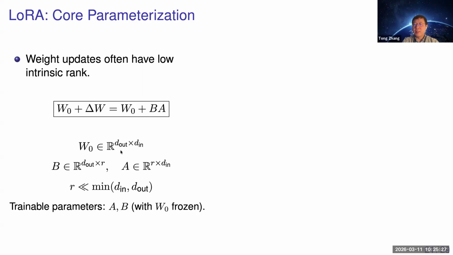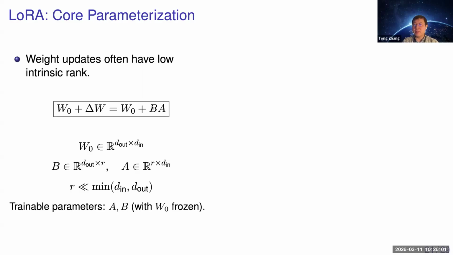Instead of the original trainable matrix being D_out times D_in, now you have D_out times R, and R times D_in. So if R is a much smaller rank, say D is like 1024 and R is 4, then you are saving a lot of memory. Basically, this is a significantly smaller model. This is the key idea.